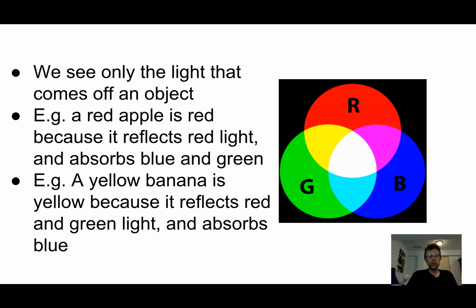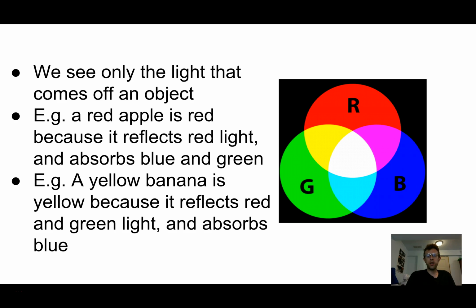Another example we could do here, yellow. Things are good at reflecting both red and green. They're good at absorbing blue, so if I put it under a blue spotlight, something like a yellow banana would look black. If I put it under red, it would look red because the red light gets reflected. If I put it under a green spotlight, it would look green because the green light gets reflected.